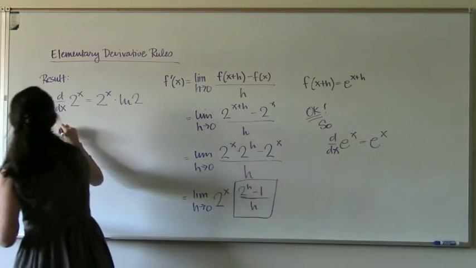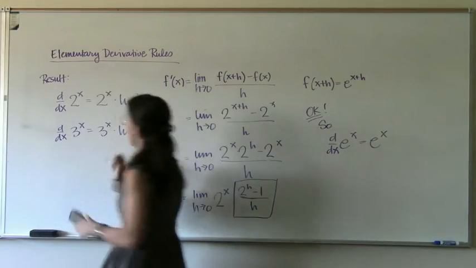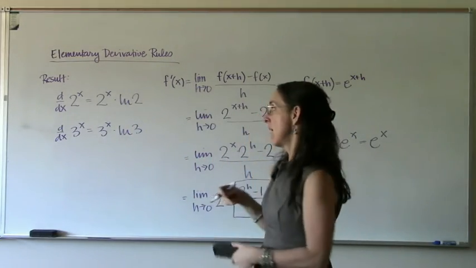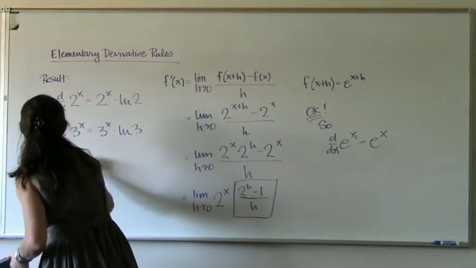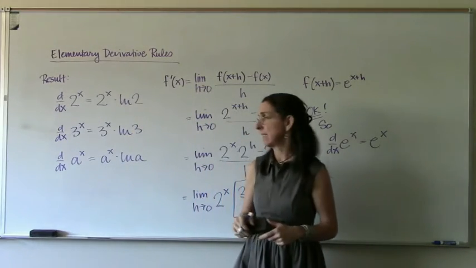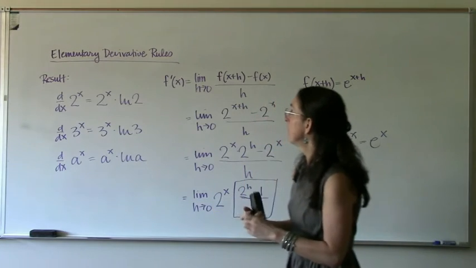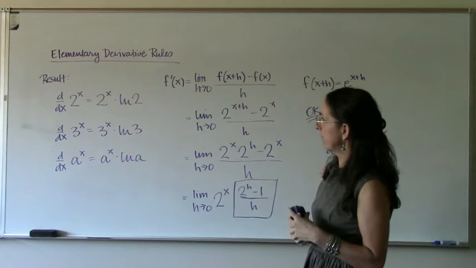So the derivative of 3 to the x is 3 to the x times the log of 3. The general case is written like this. The derivative of a to the x is equal to a to the x times the log of a. So, yeah, those are our elementary derivative rules.